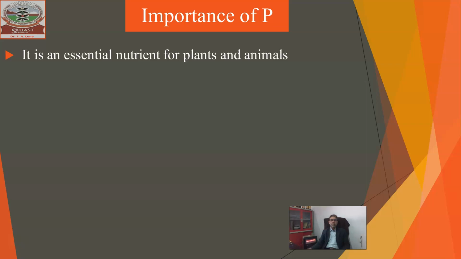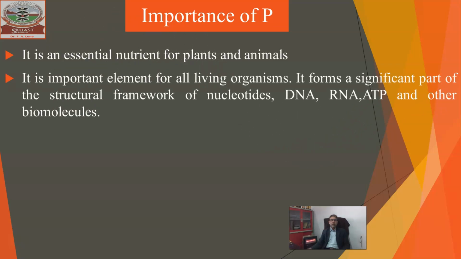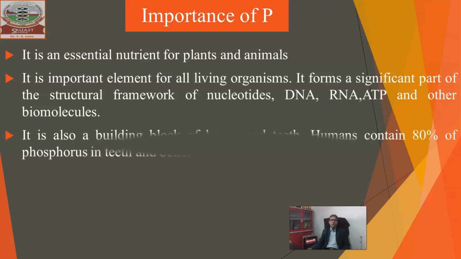Phosphorus is an essential nutrient for plants and animals. It's an important element for all living organisms. It forms a significant part of the structural framework of nucleotides, DNA, RNA, ATP, and other biomolecules. It's also a building block of bones and teeth, and humans contain almost 80% of the phosphorus in their teeth and bones.